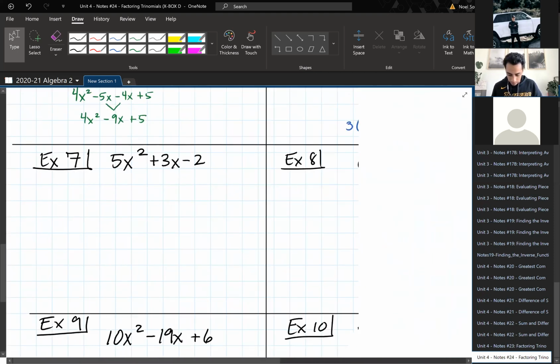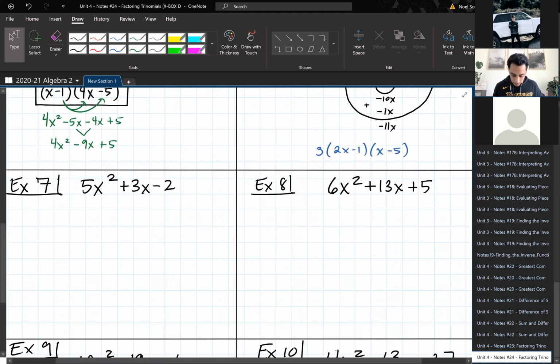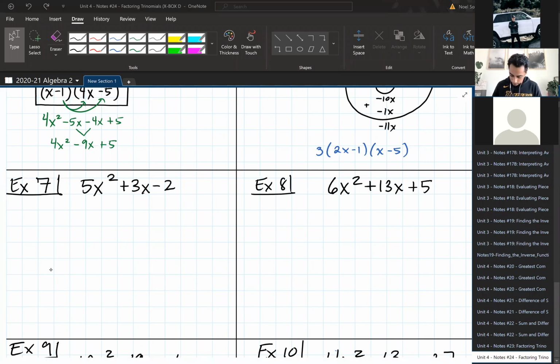Go ahead and try these two out on your own. Okay, try out 7 and 8. All right, give you a chance to work on these without my guidance for now. Try them out and then we'll check back in.